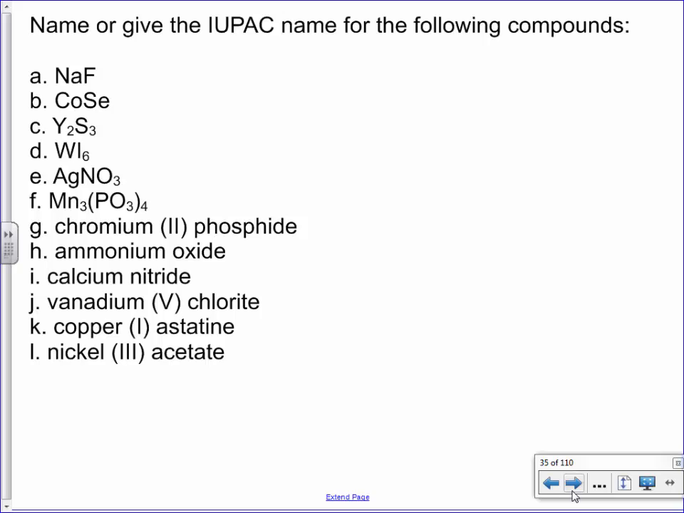Calcium nitride would be Ca3N2. Vanadium chloride would be V, and then your ClO2. Nope, ClO2, not ClO3. That thing would be in brackets, followed by a 5.